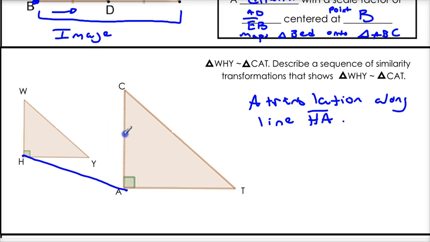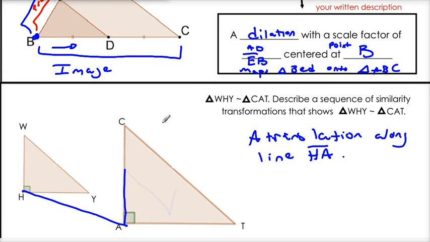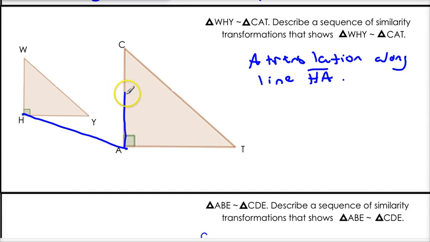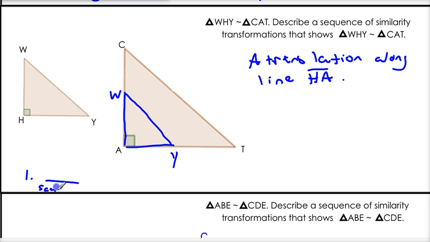Now, when we move that, it's good just to draw it so you can visualize what's happening here. Okay? Whoa, whoa, whoa, calm down. What just happened there? We can visualize what happened. So when we move it over, all right, when we translate along that line, it's going to come over here, all right? And we're going to have W here, and we're going to have Y here. So now we have to dilate. Now we are in the dilation stage. So what do we need? We need 2 things, right? We need our scale factor, and 2, we need our center of dilation.